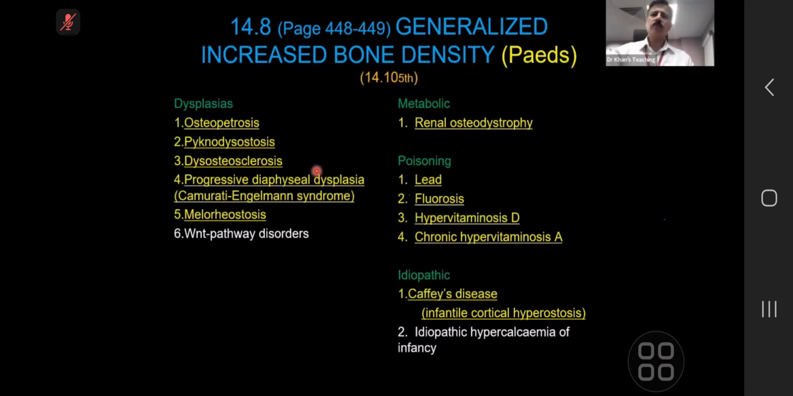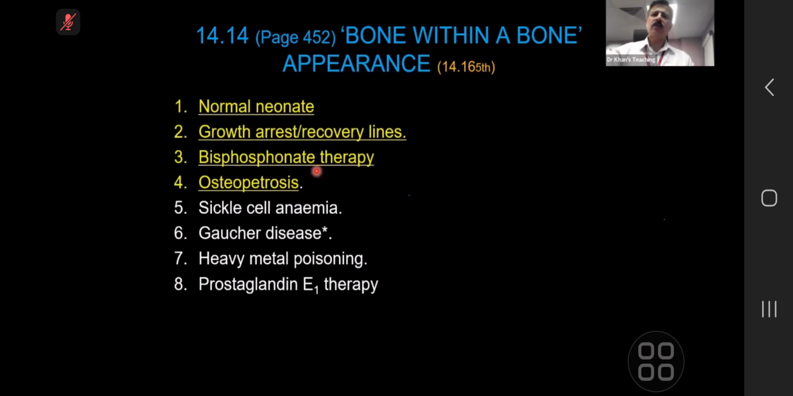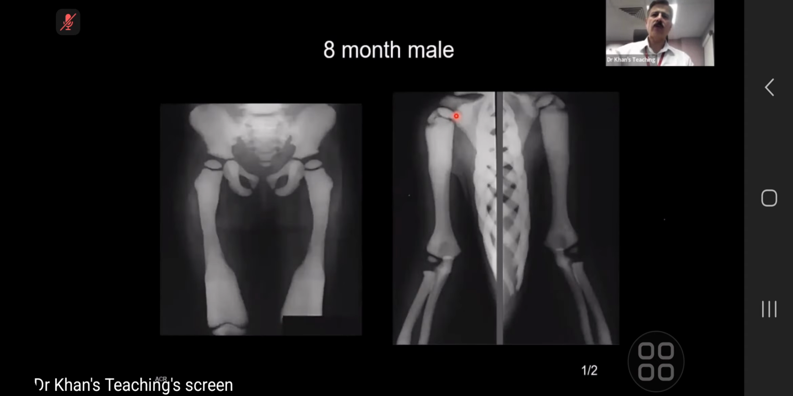Now, again, a repetition of generalized increased bone densities in children and adults. This is the bone within bone appearance differential diagnosis, 14.14.